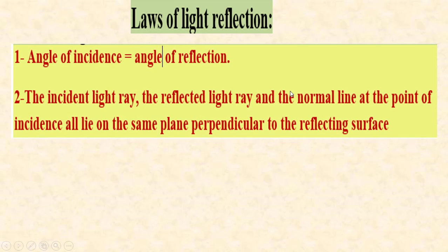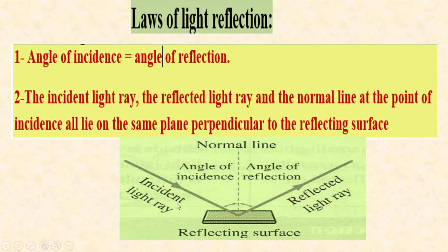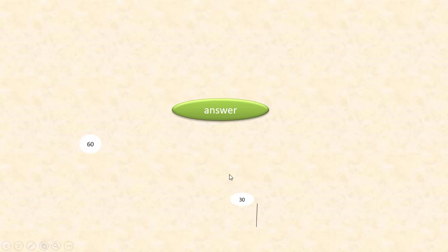What are the laws of light reflection? First law, as we saw in the video: the angle of incidence must equal the angle of reflection. Second law: the incident light ray, the reflected light ray, and the normal line from the point of incidence, these three lines all lie in one plane. What is the relation between this plane and the reflecting surface? It is perpendicular or normal to the reflecting surface.